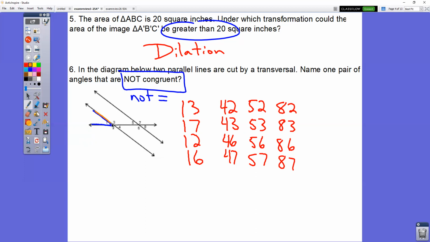Well, the one right next to it, angle 3, that's a big, fat, obtuse angle. So we have a skinny angle and a big, fat angle. Those are not the same size. Therefore, 1 and 3 is a possible answer. All of these combinations up here are all possible answers. We're just looking for 2 angles that are not the same size.